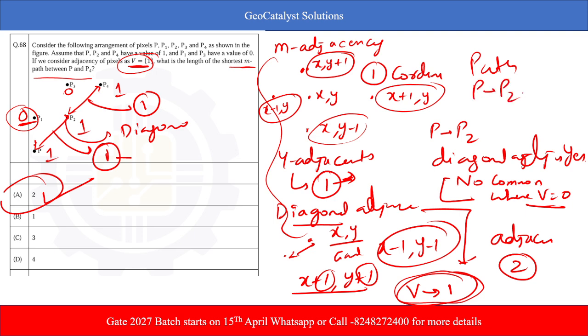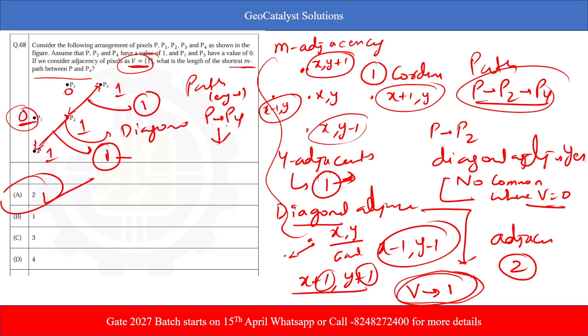p2 and p4. Okay, one option could have been directly p2 to p4 and path length 1. Why not this path? Then the answer would have been 1 if this is correct. But if we see p2 to p4, it differs by 2.